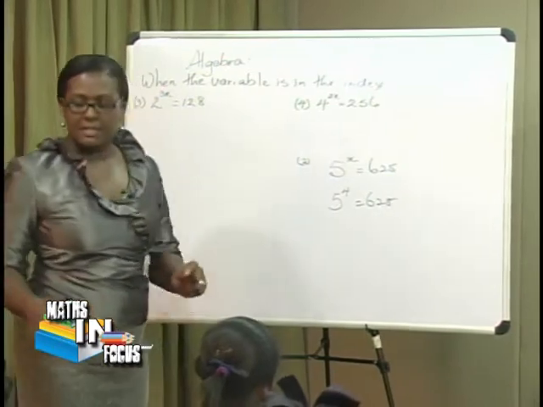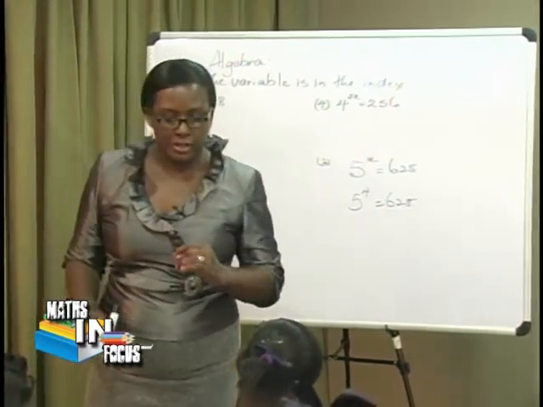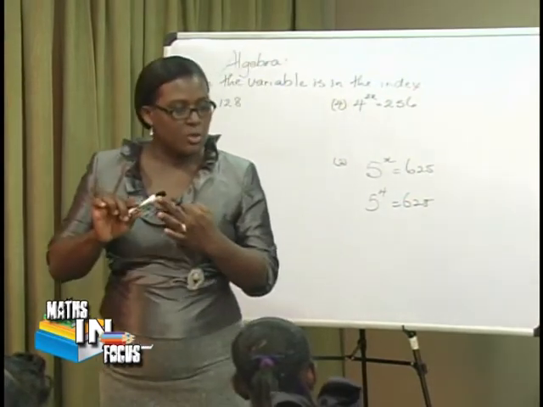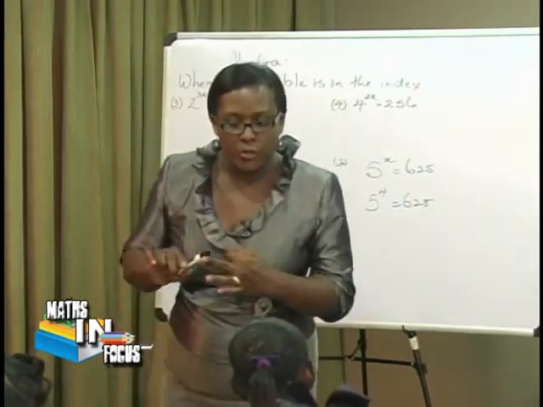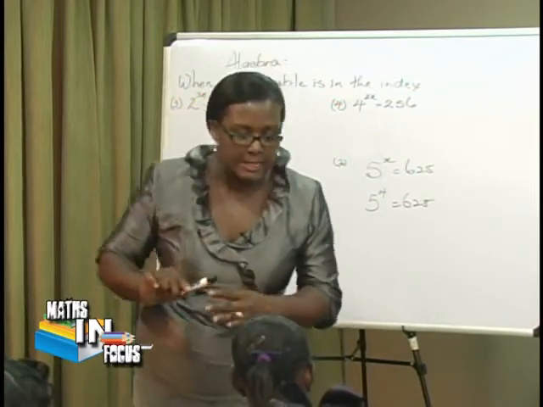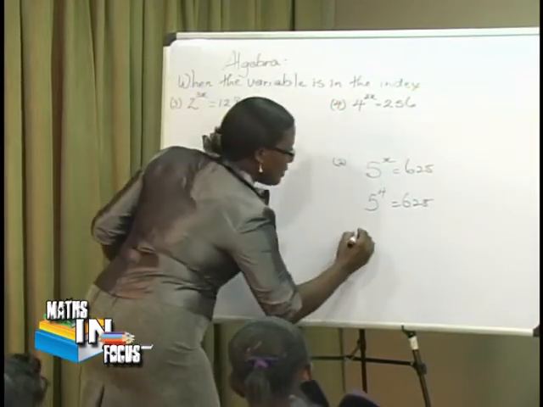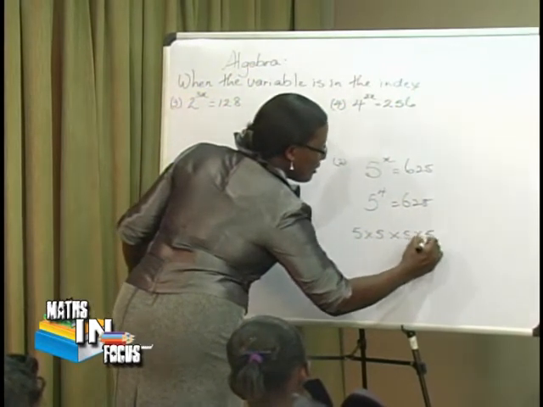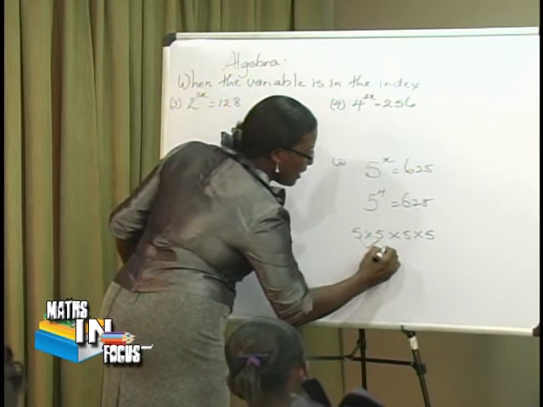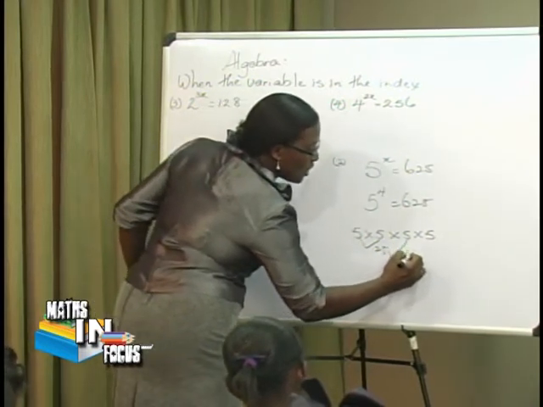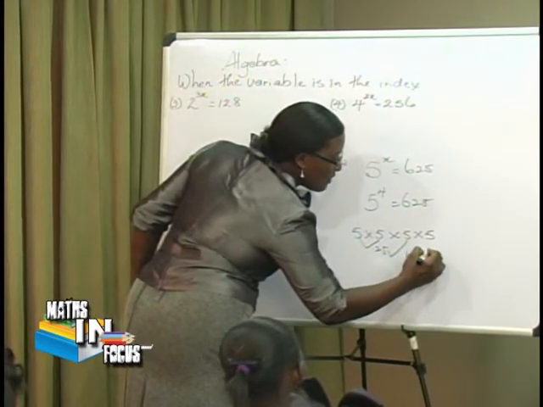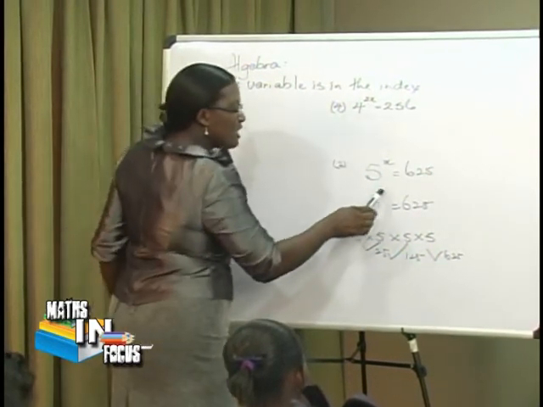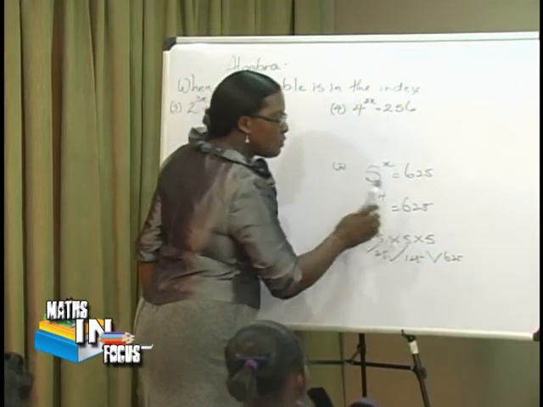Now let's check that to see if we're correct. Ready? Let's use our fingers. 5 5s are 25. 25 5s are 125. 125 5s will give us 625. So it's as if we have 1, 2, 3, 4. So 5 raised to the 4th power would give us 625.